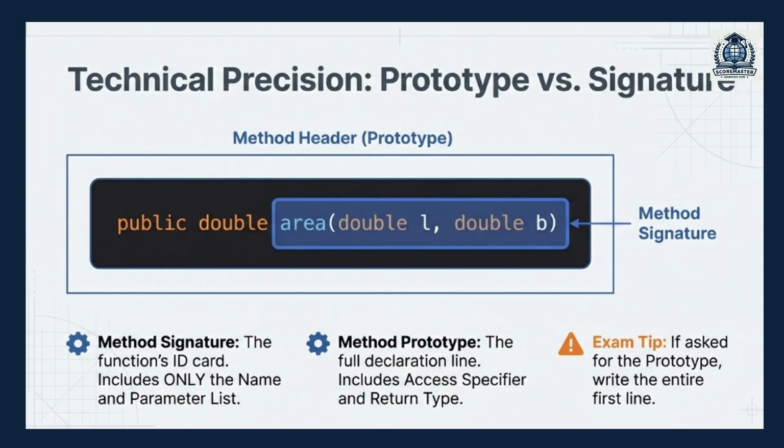A method signature includes only the method name and parameter list. It's the function's identity. A method prototype is the full declaration line, including access specifier and return type. Remember it cleanly. Signature equals identity. Prototype equals complete definition line.